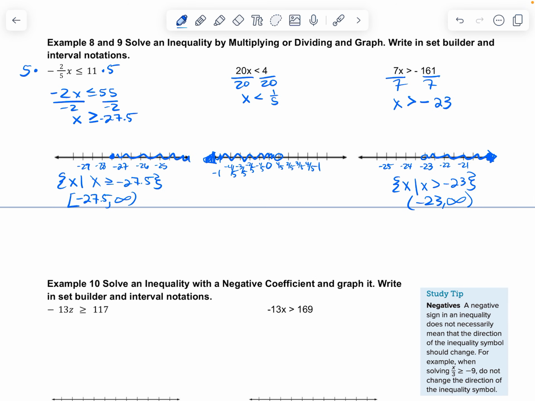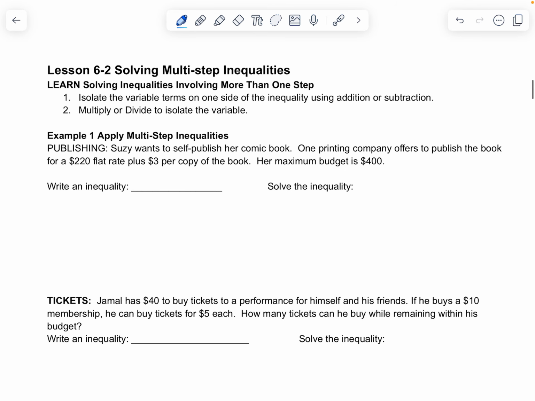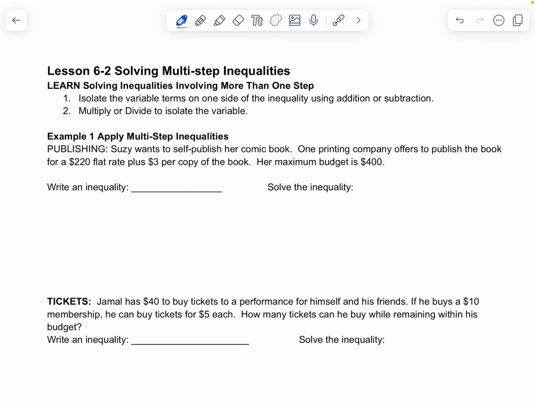Okay, so now what we're going to do, we're actually going to come here. Now what we're going to do is we're going to put all of it together.